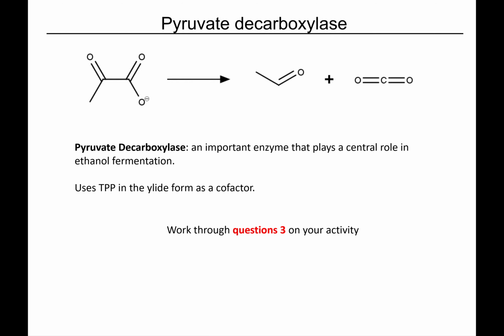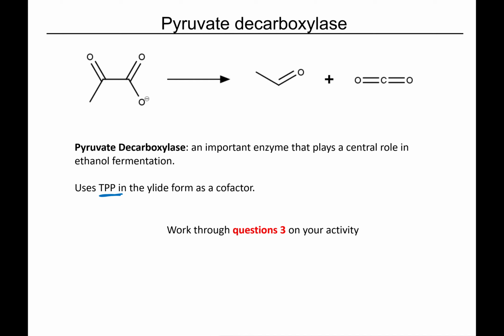Pyruvate decarboxylase. This is an enzyme that uses the TPP cofactor, right? We're told here that the ylid form of TPP is a cofactor that's important in this reaction. And if you look at your activity, it tells you that this carbanion carbon from TPP ultimately reacts with our alpha carbon, and we end up with an OH here, right?